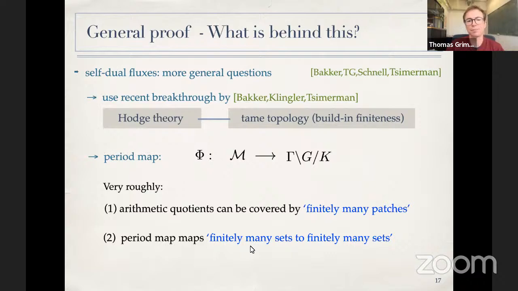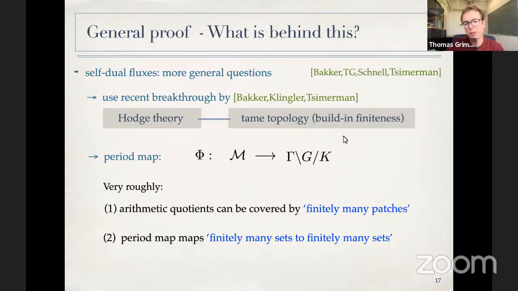Sorry, Thomas, to demystify this map here, should we think of G mod K as the Z equal to half plane where the period matrix is valued, and gamma as the monodromy group? Yes, that's absolutely correct. Yes. This is for the simplest examples, right?